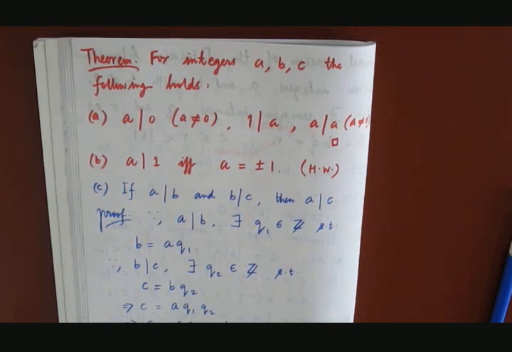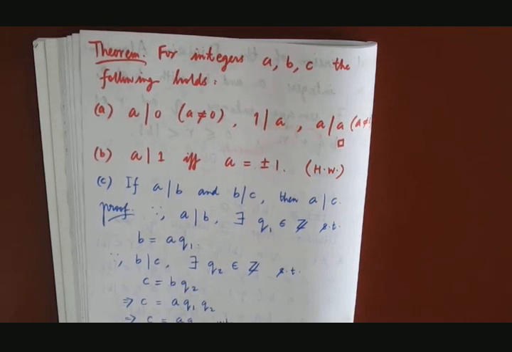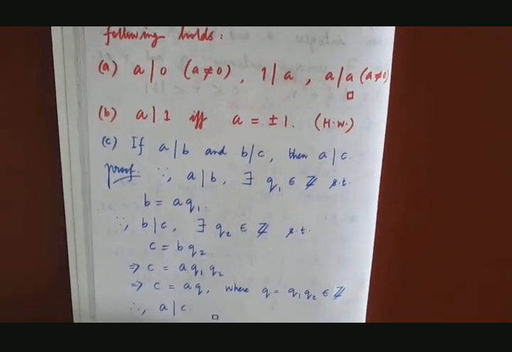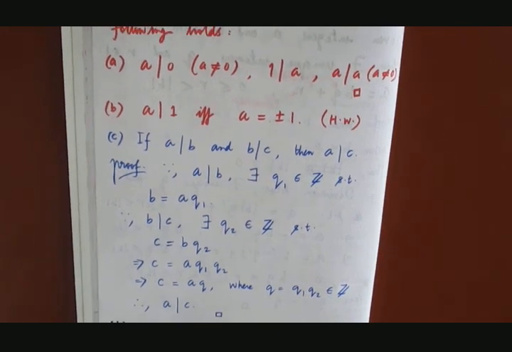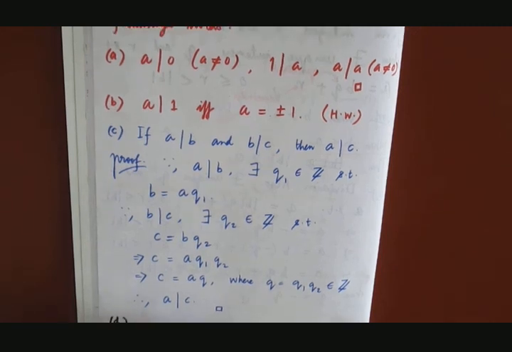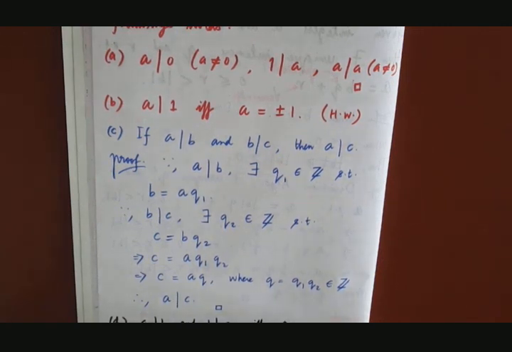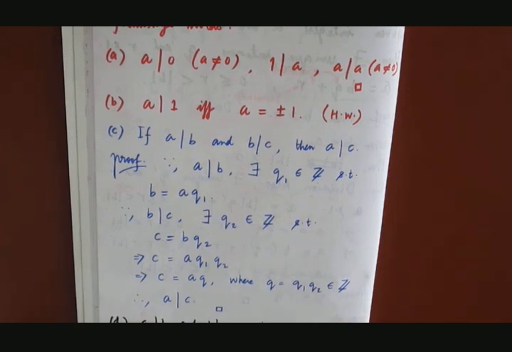Okay, then let me go to the fourth property, D. These are very small results that you should remember, and you can prove these things just using the definition. What does the fourth property say? A divides B and B divides A if and only if A is equal to plus or minus B. So this is the fourth one.